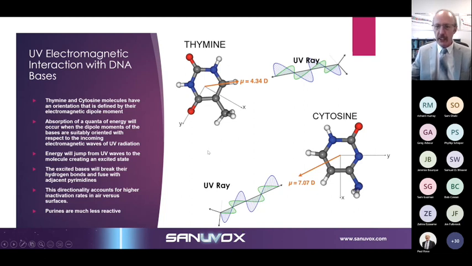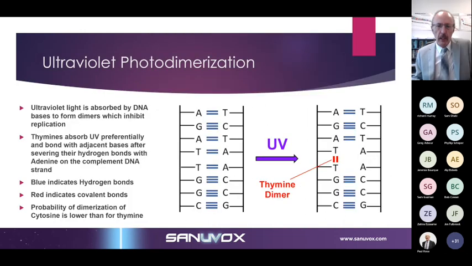The directionality of the UV rays when they are absorbed by the pyrimidine bases accounts for the higher inactivation rates in air versus surfaces, and I will demonstrate that in a later slide. Purines, as I've noted, are much less reactive than pyrimidines, so we won't address those directly here. Ultraviolet photodimerization occurs when two adjacent bases fuse to form a dimer. These dimers inhibit replication and, in effect, kill or inactivate the virus or the bacteria or the fungi.